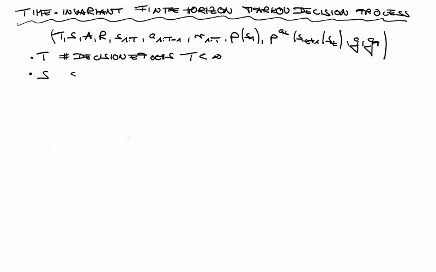S is the state space. That's like before. So this is a set of numbers. A is the action space. Again, a set of numbers, sometimes also vectors, but usually numbers, depends on what you're modeling. R is the reward space.